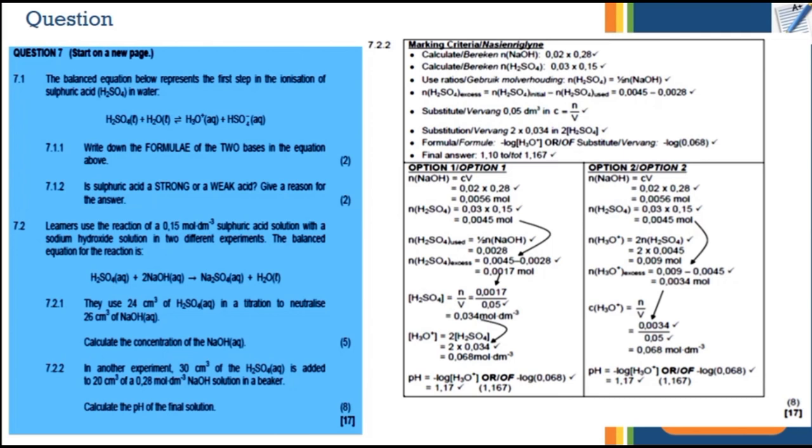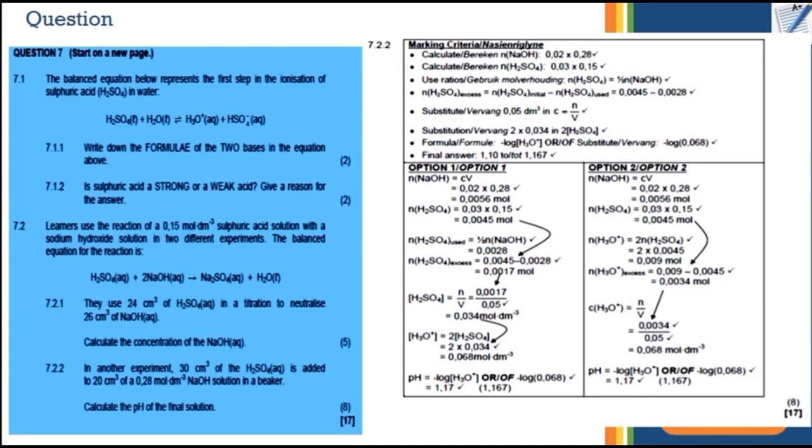But once we get that, we must subtract that from the sulfuric acid that we got in the previous step, that is 0.0045. And then we're going to get an important figure which we're going to carry forward, and that is the balance of 0.0017 mole of sulfuric acid.